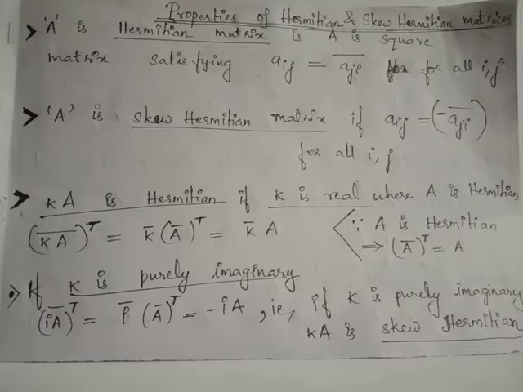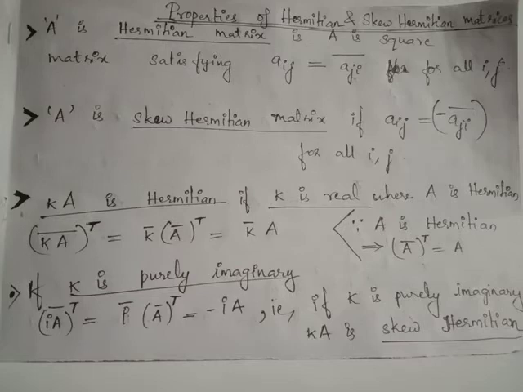For all i, j, that is for all elements, if aij equals aji conjugate, then we can say that the corresponding matrix A is Hermitian. Similarly, a matrix A is said to be skew Hermitian if aij equals minus of aji conjugate, which is satisfied for every entry aij in the square matrix A.